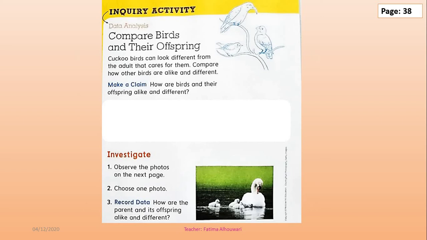Now let's see the next page, page number 38. We have an inquiry activity. Interesting. Through this inquiry activity, we will investigate how are birds and their offspring alike and different. So, what do you think, grade 1? Let's make a claim. How are birds and their offspring alike and different?